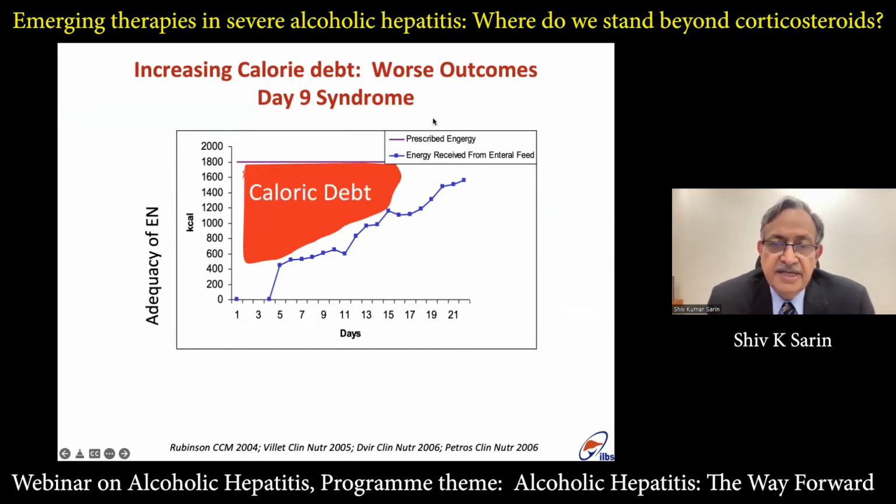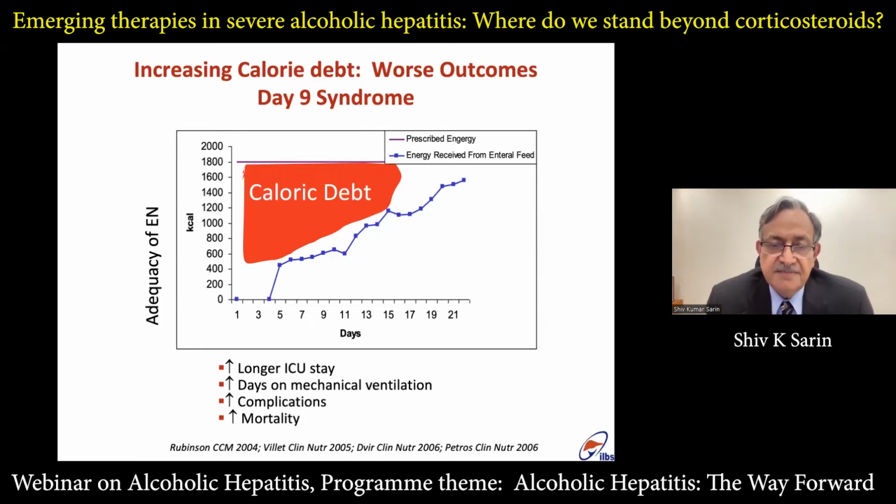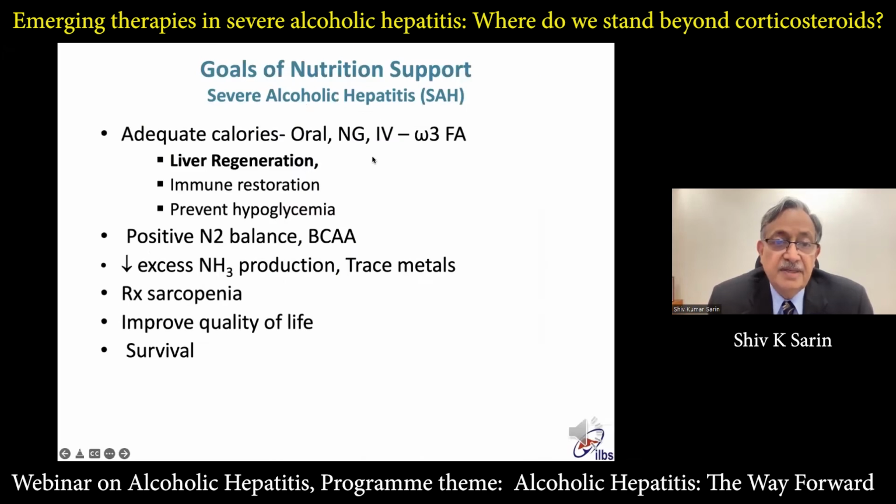And this is called day 9 syndrome. Patient is admitted with a bilirubin of 5, he becomes 10. Patient thinks this Dr. Sarin doesn't know anything. But the problem is the debt will increase. We have to therefore decide if the patient is to stay longer or on vent or has complications, what nutrition has to be done. This is a separate talk.